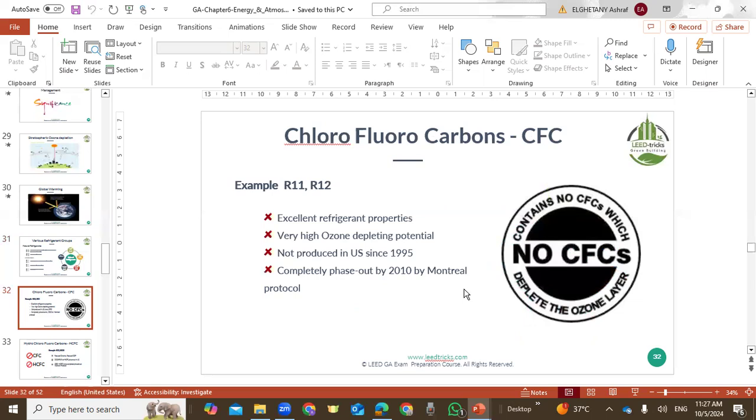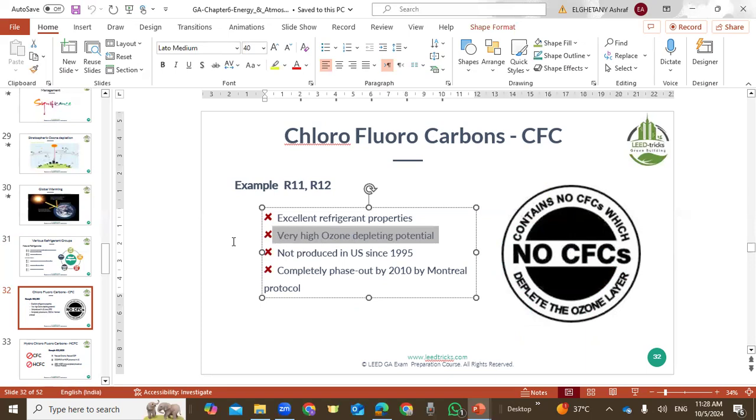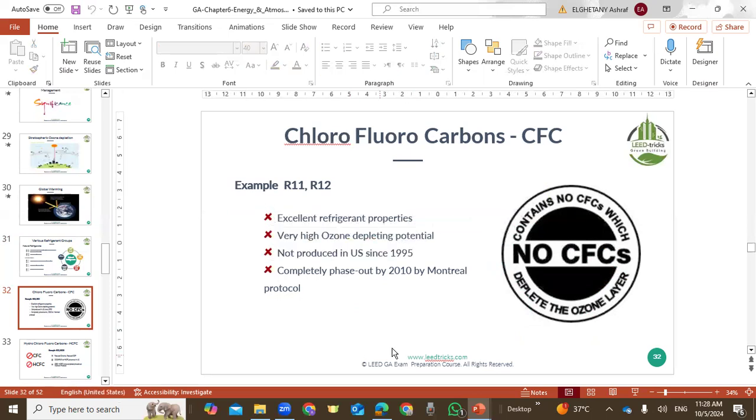Chlorofluorocarbons, this is the CFC. We said they have excellent refrigerant properties, but a very high ozone depleting potential. This is the problem. It's now not used in the USA, by the way. If you buy a refrigerator or any air conditioner, you won't find one using CFCs anywhere in the USA, Europe, or even China. It was completely phased out in 2010, so for more than 13 years, no CFCs now.